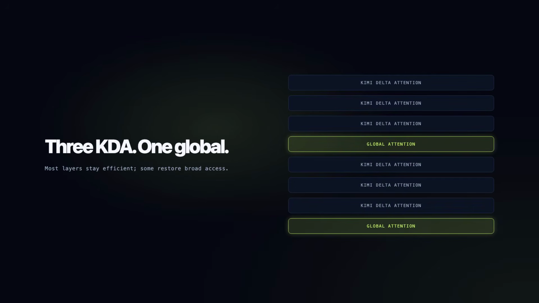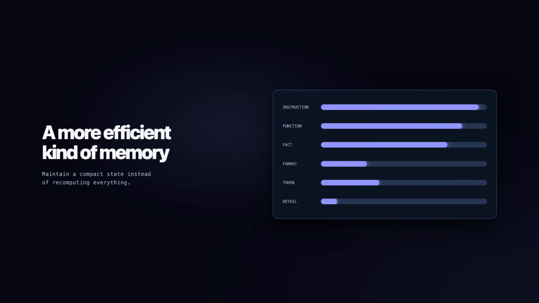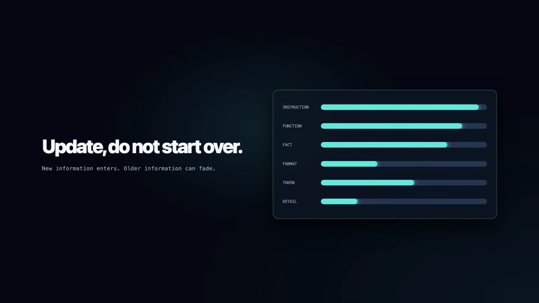The architecture uses roughly 3 KDA layers for every one global attention layer. KDA handles most token processing efficiently. Global attention preserves the ability to retrieve information from distant parts of the context, a more efficient kind of memory. A useful way to understand KDA is to imagine that the model maintains a compact memory state. As new tokens arrive, it does not compare every token against every previous token from scratch. Instead, it updates that memory.